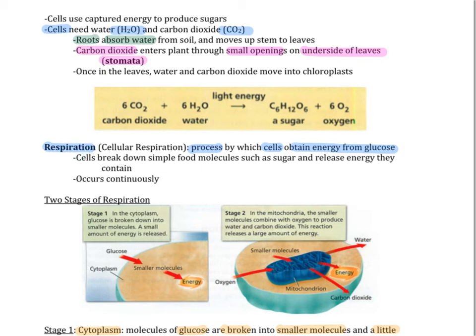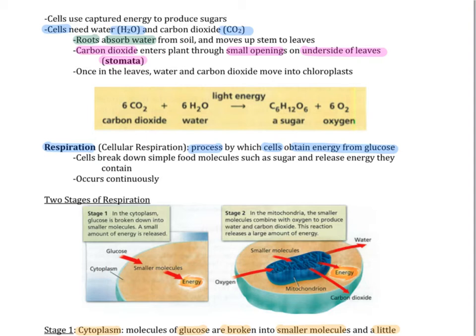Respiration, which is different than the respiration that we do when we breathe in and out, also referred to as cellular respiration, is basically the opposite process. It's the process by which cells obtain energy from glucose. During the process of respiration, cells break down simple food molecules like sugar and release energy that they contain. And this is occurring continuously.